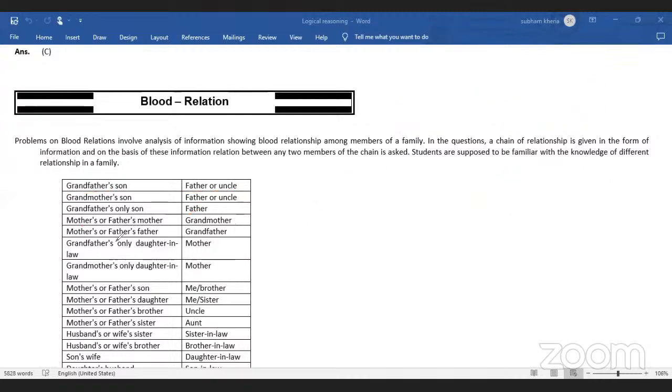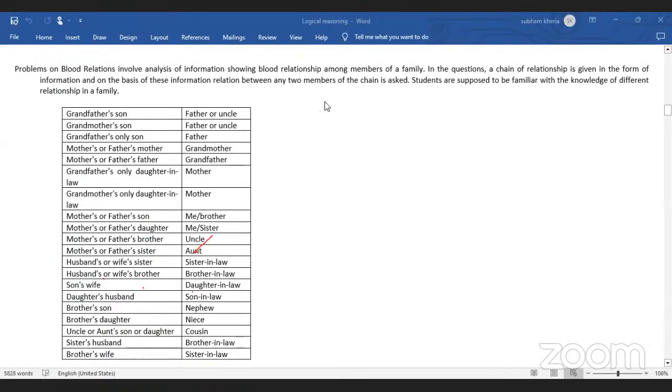Okay. Now, grandfather's only daughter-in-law, dada ki eklauti bahu, will be what? Your mother. Similarly, grandmother's only daughter-in-law will be your mother. Okay. Mother's or father's son: if you are a boy, it will be you or your brother. Mother's or father's daughter will be you or your sister, depending on your gender. Now we'll come to a very interesting concept.